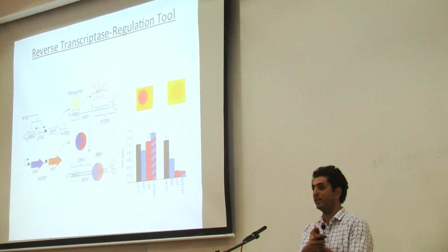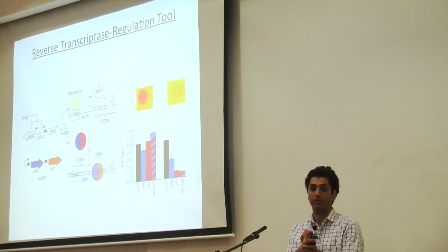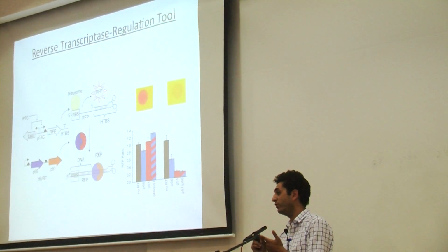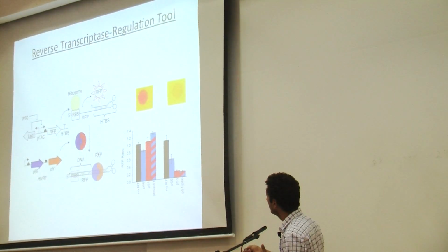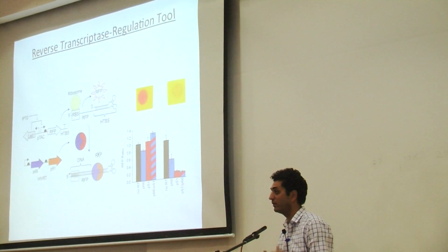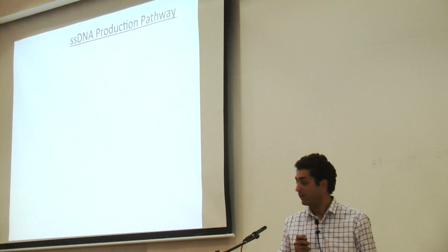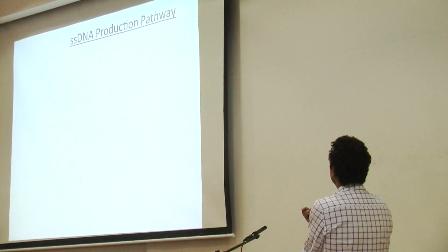We can create a terminator binding part, that is a binding part for the HIV, and we know that HIV is binding to this place, and even doing something, and reducing the fluorescence. So how will the production pathway look?